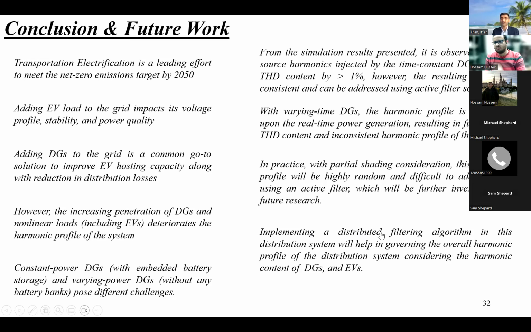So implementing a distributed filtering algorithm in this distribution system will help in governing the overall harmonic profile of the distribution system, considering the harmonic content of DGs and EVs.